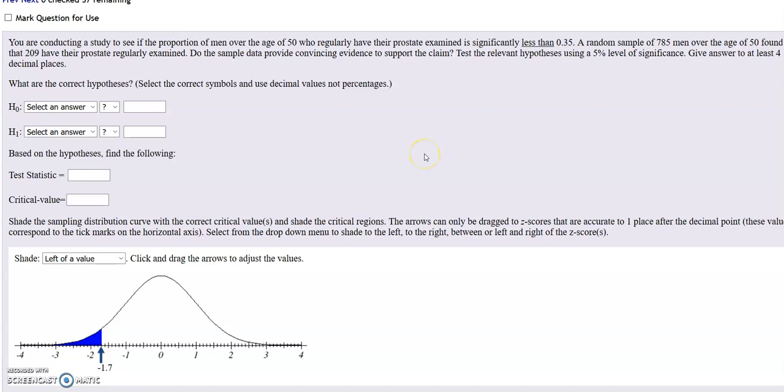Hopefully you've viewed that video by now. You are conducting a study to see if men age 50 or older have their prostate examined. Is it less than 0.35, okay?